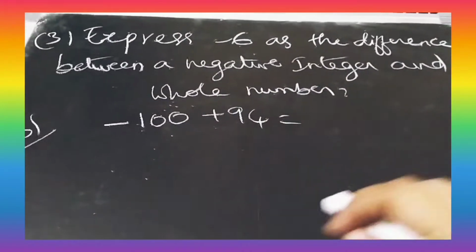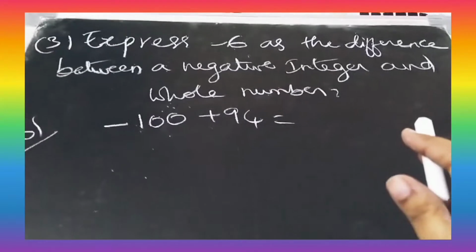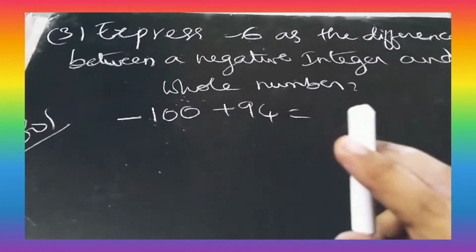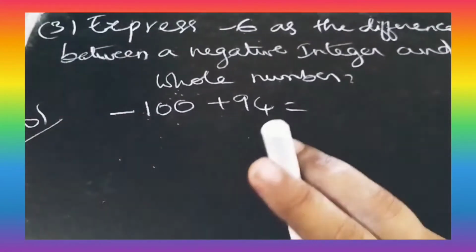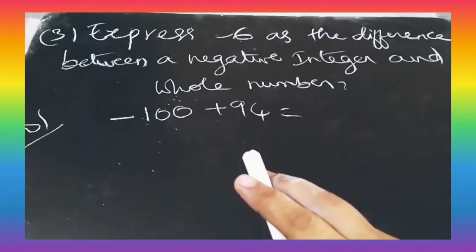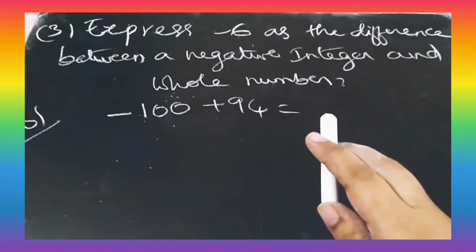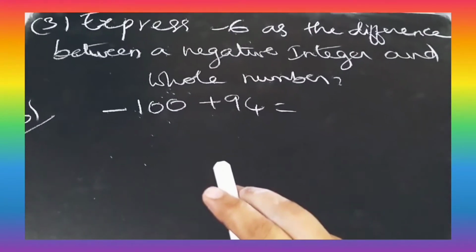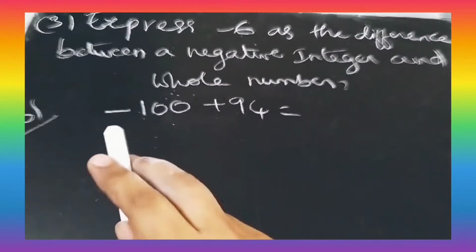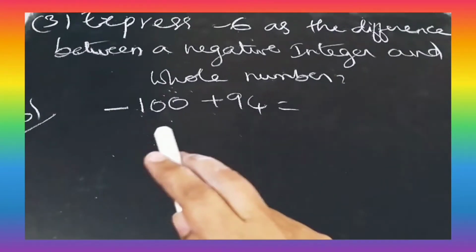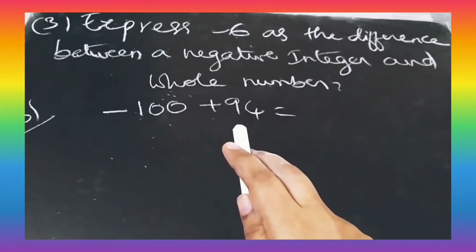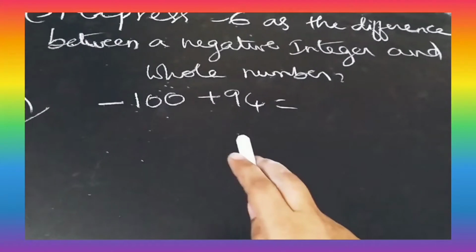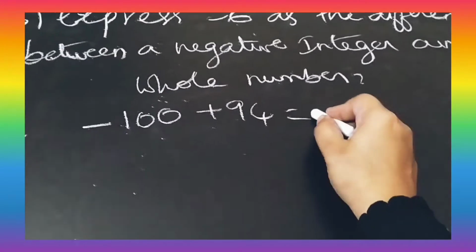So third sum is express minus 6 as the difference between a negative integer and a whole number. If you take one negative number and one whole number, you have to get the answer minus 6 if you do the difference. Difference means you have to do subtraction. Here we are taking one negative number, minus 100, and plus 94, the whole number. If you are subtracting, 100 minus 94, the answer is minus 6.